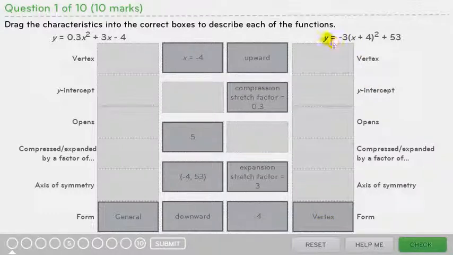Okay, next. In our vertex form, we know that our vertex needs to be at negative 4, positive 53, our p and our q values. So negative 4, 53, that's our vertex. Next, we know that the axis of symmetry occurs at the x value of the vertex, so that x equals negative 4.